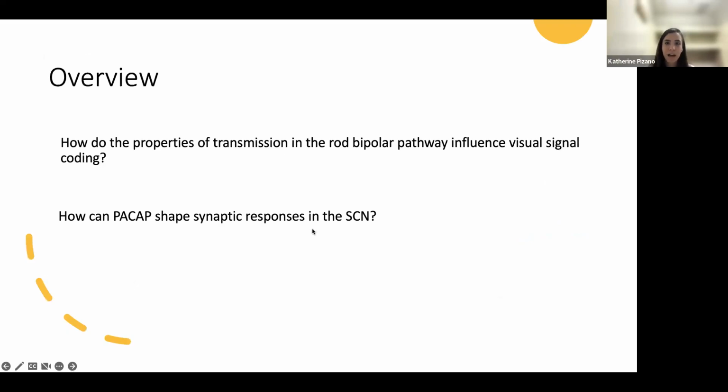So for today's talk, I want to focus on a few key examples, both in retinophysiology as well as retinorecipient circuits, to first answer the question: how do the properties of transmission in this rod bipolar pathway influence visual signal coding? And then, how can PACAP shape synaptic responses in the SCN? If time permits, I also want to show some preliminary behavioral data on PACAP's potential involvement in the PHb.